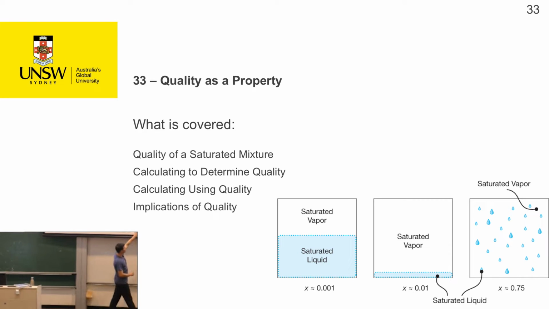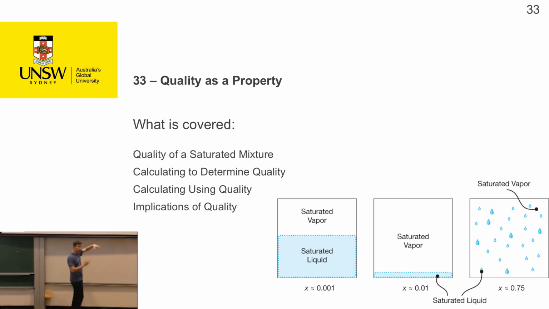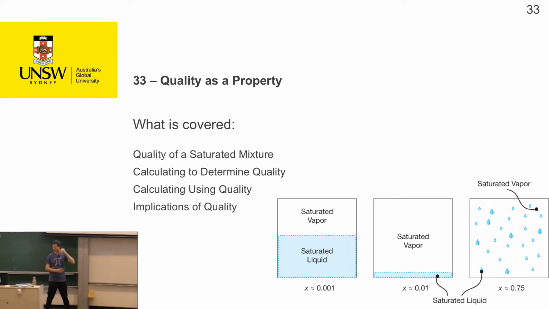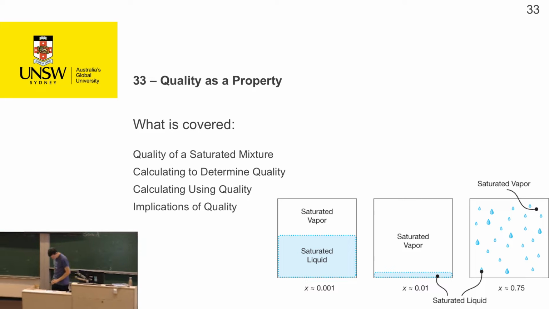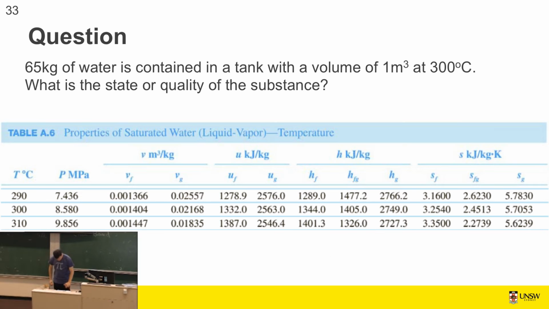Once you get to about 50% quality, you start talking about droplets of water suspended in air. So I think that's just interesting diagrammatically, because it's not necessarily intuitive how you would think quality is measured.